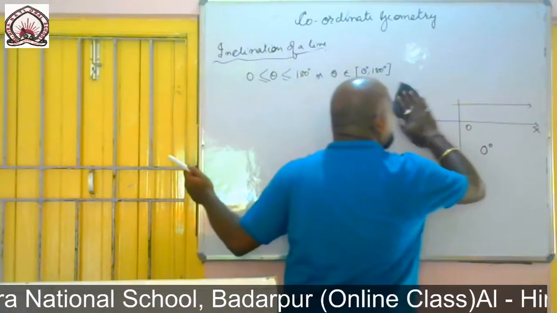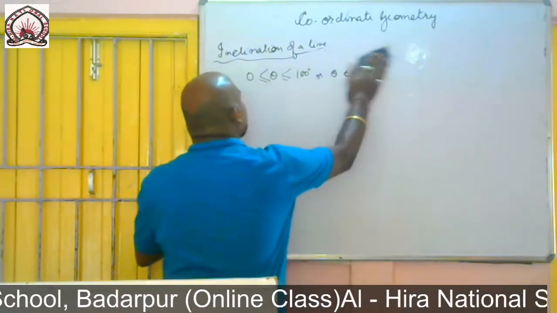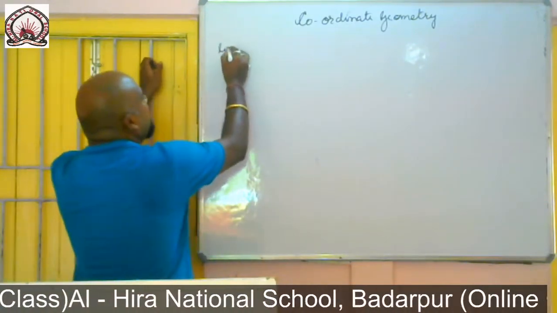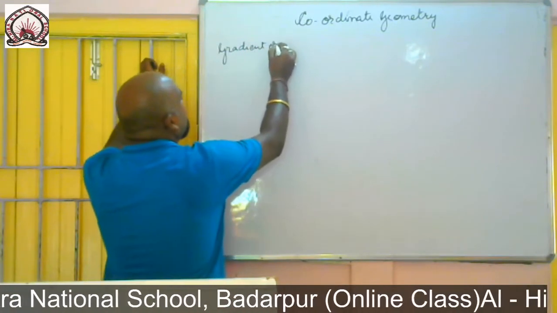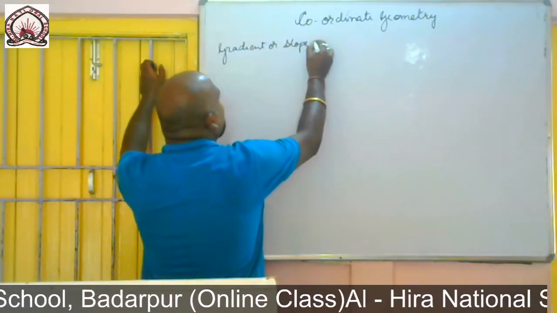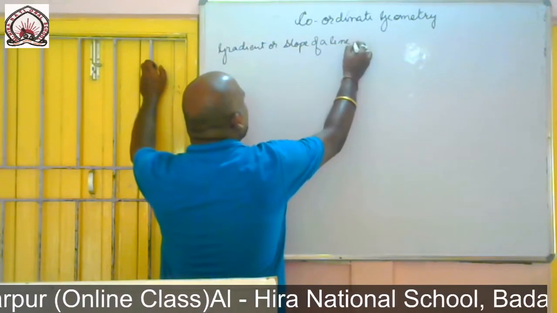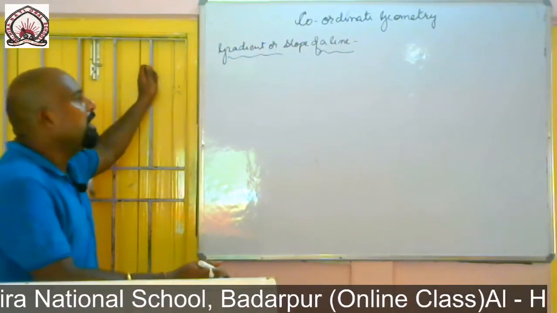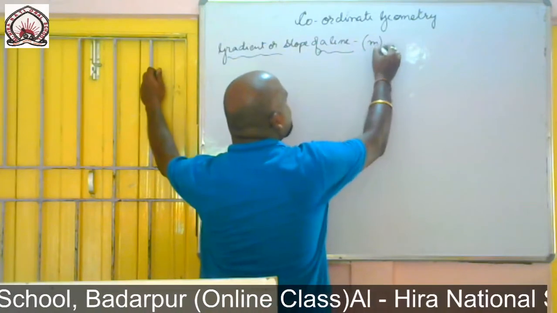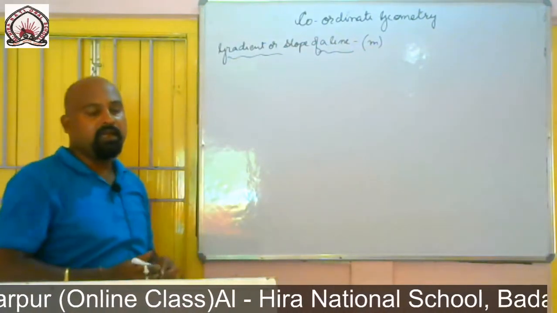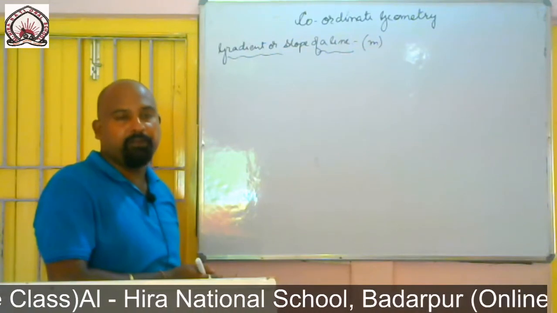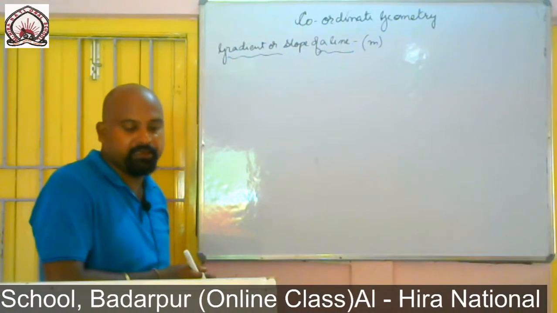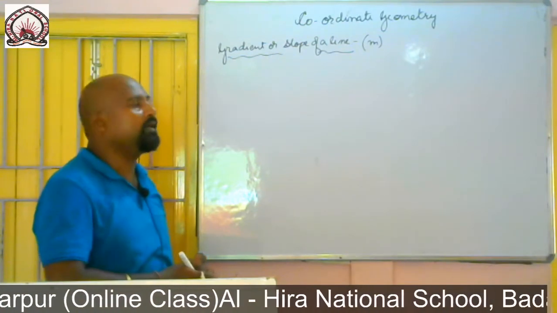Now we will study about the gradient of a line, gradient or slope of a line. Gradient of a line or slope of a line is denoted by M. The tangent of the angle formed by a line with the positive direction of x-axis measured in anti-clockwise direction is called the gradient or the slope of the line.